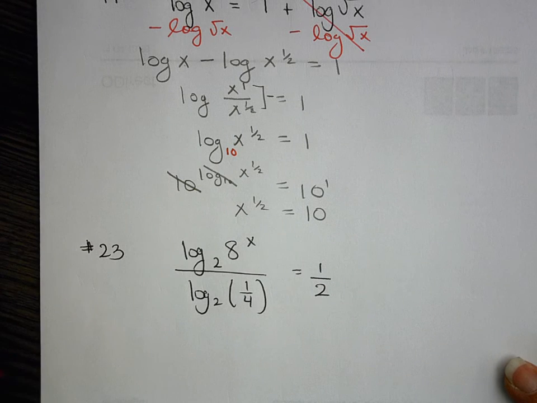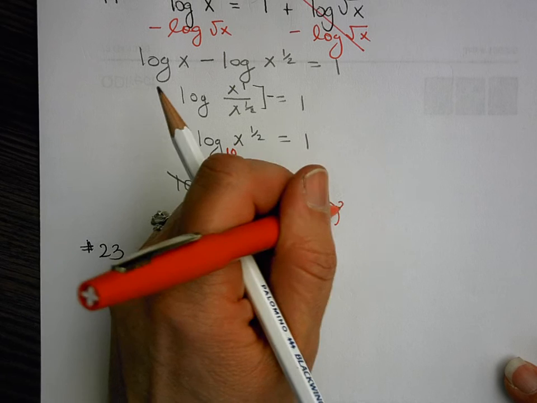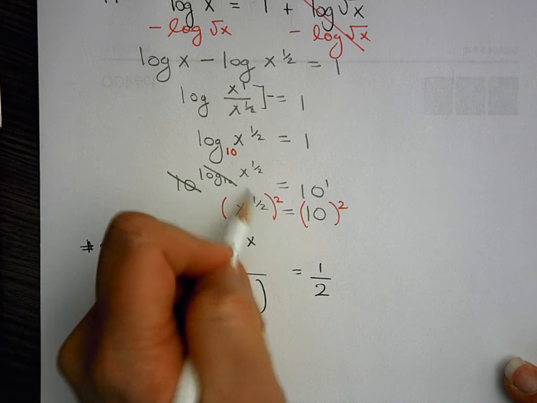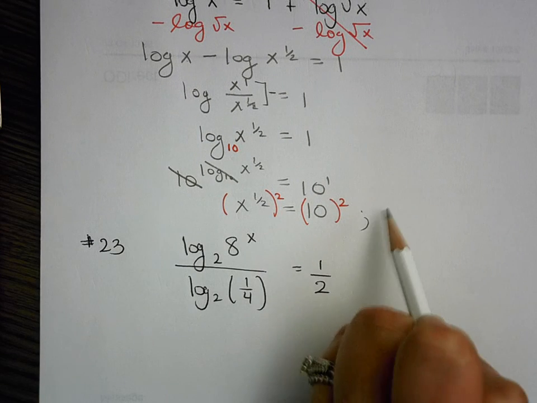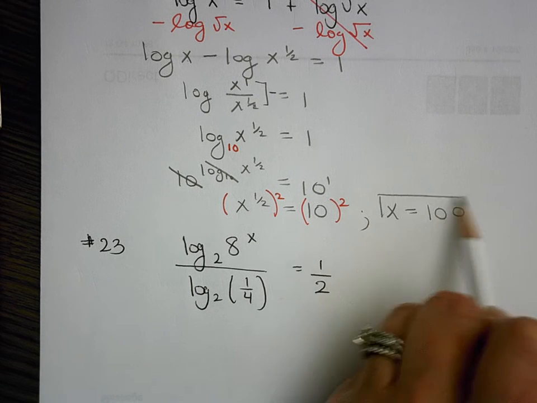And then now I can just solve this like normal, so I'm going to square both sides. So the powers will reduce down to 1. So I have x to the first, or x, is equal to 10 squared, which is 100.